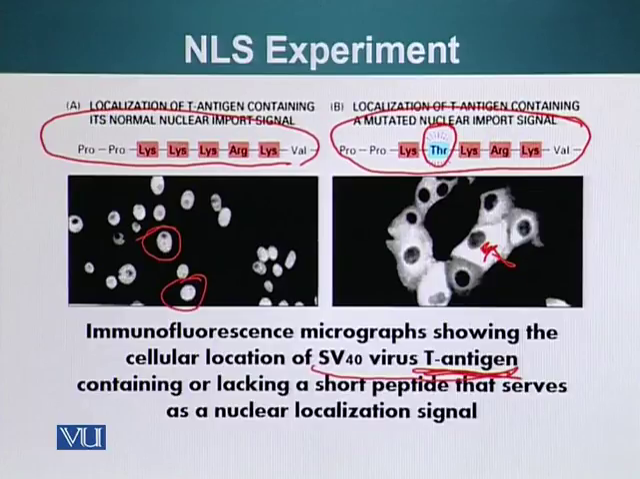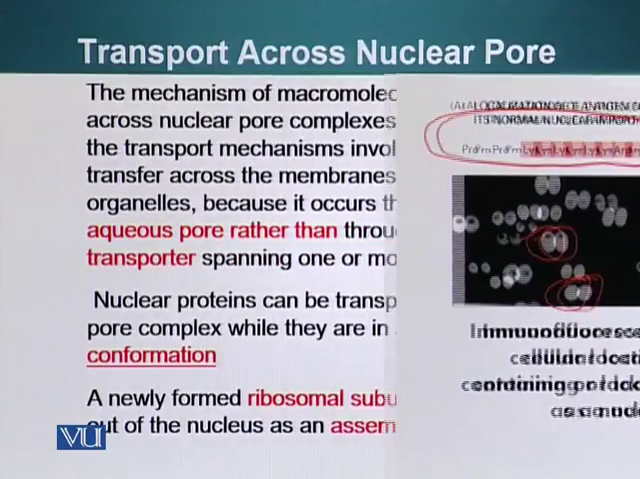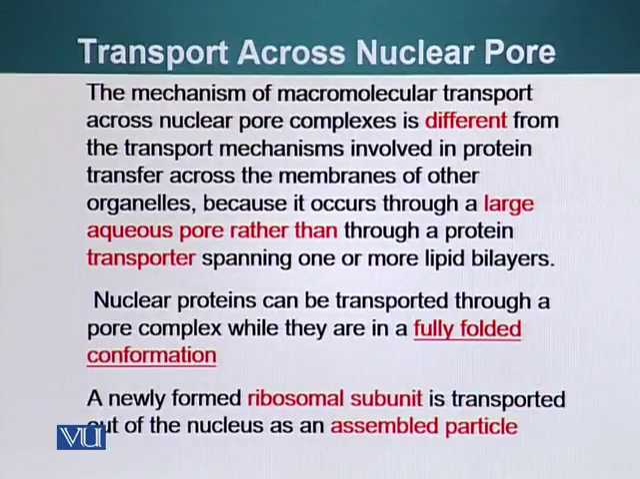We have tagged this particular T antigen, and here we can see that the T antigen is present only in the cytosol, and this black void you can see here is the location of the nucleus. So if we change one amino acid of this protein, it does not enter the nucleus. This is how important the sequence of amino acids in the NLS is in getting a protein into the nucleus.